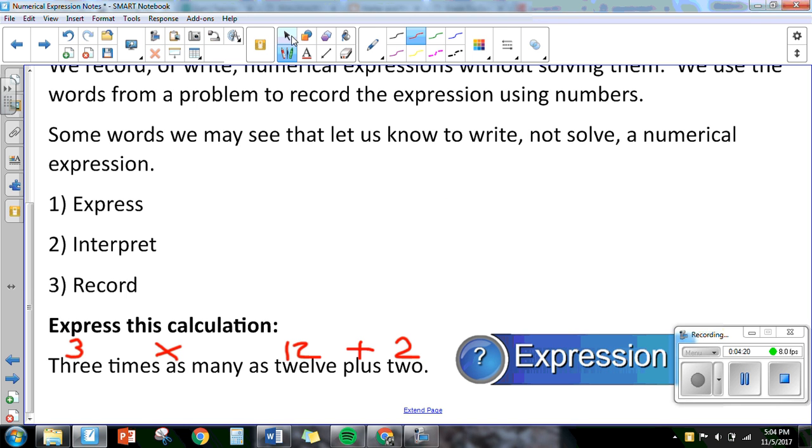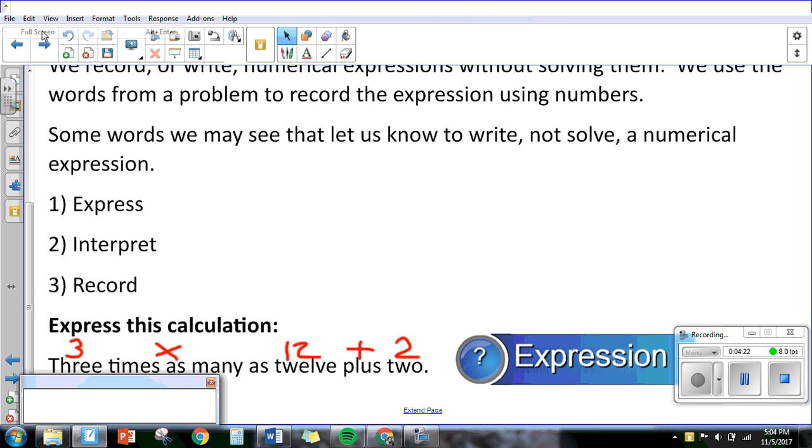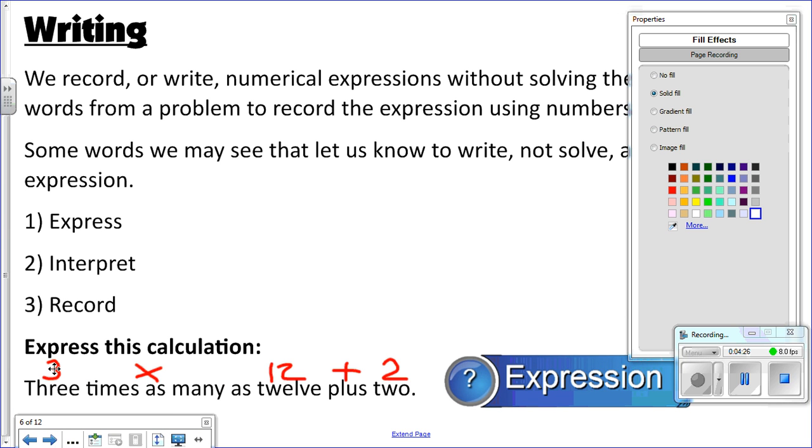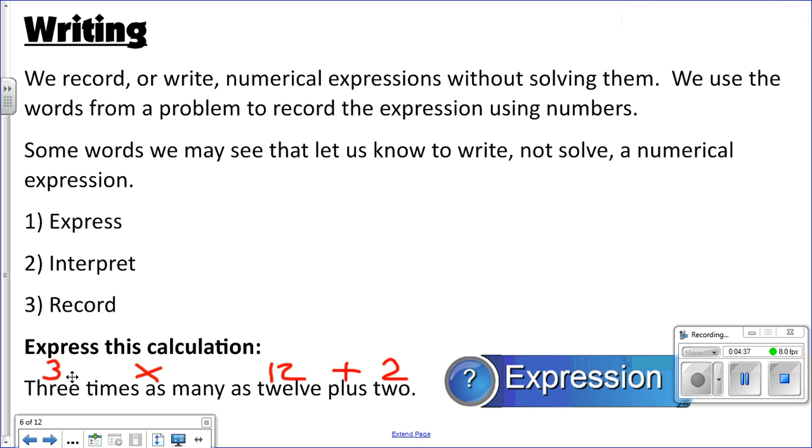So if I come back up here, let's go back to full screen. So this is a strategy you need to use while you're solving these. Wherever you see a number written in word form, you need to write above the word the number in standard form. So now we figured we need to group 12 plus 2 because we're doing 3 times as many as 12 plus 2, not 3 times as many as 12 or 3 times as many as 2.